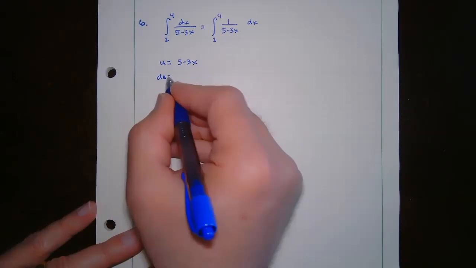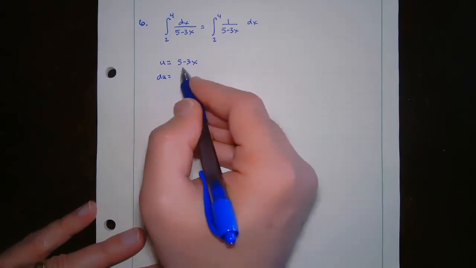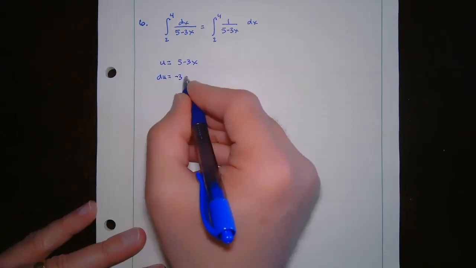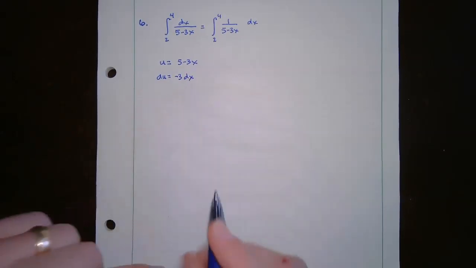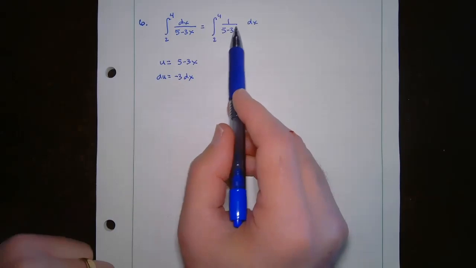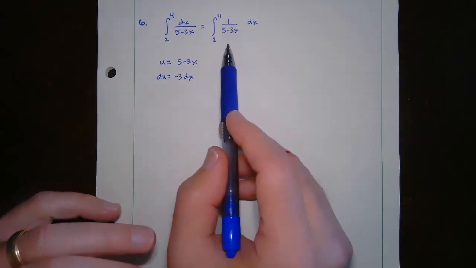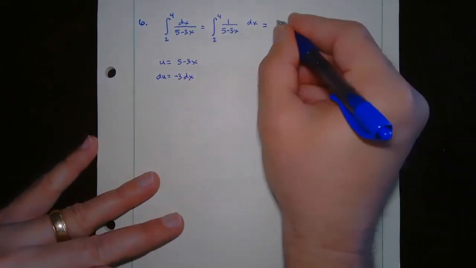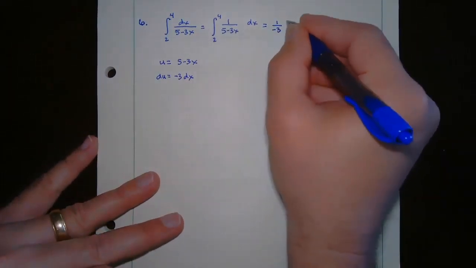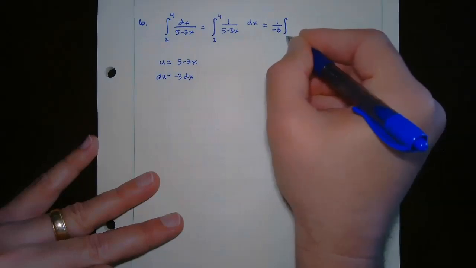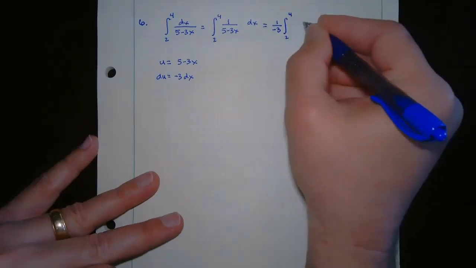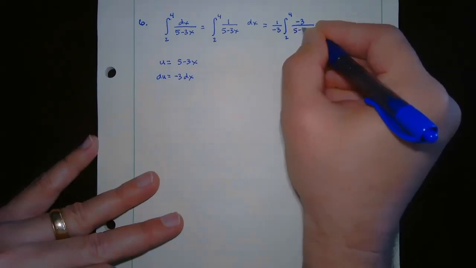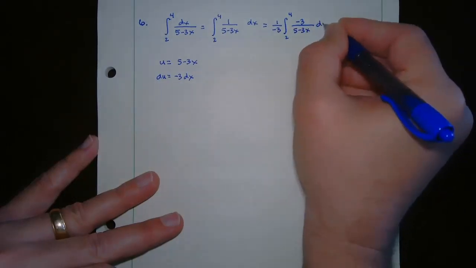So du would be, okay, so the derivative of 5 is 0, and the derivative of negative 3x would be negative 3. So this would be negative 3 dx, okay? So we don't have a negative 3 up here, right? So I can compensate for that by multiplying by 1 over negative 3. So this becomes 1 over negative 3, the integral from 2 to 4 of negative 3 over 5 minus 3x dx.